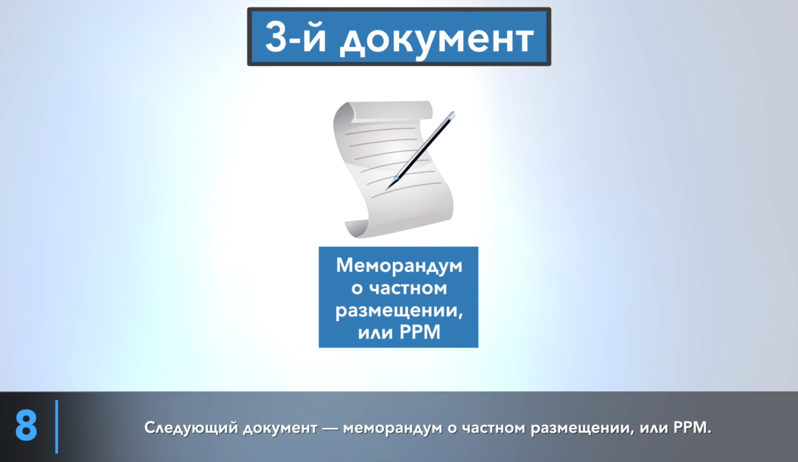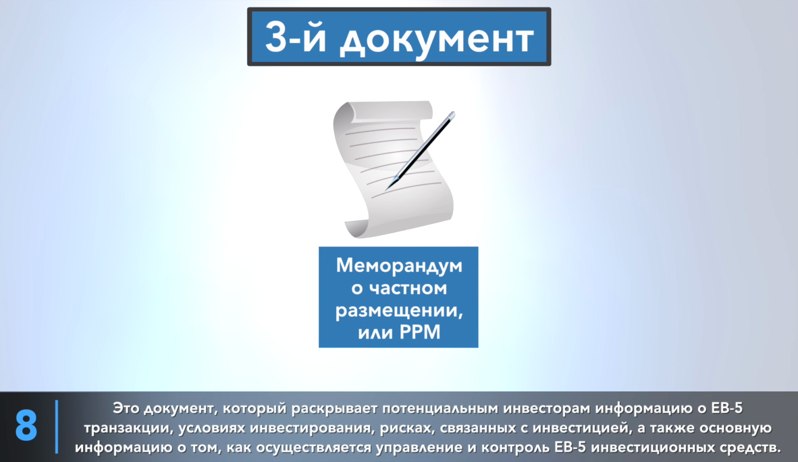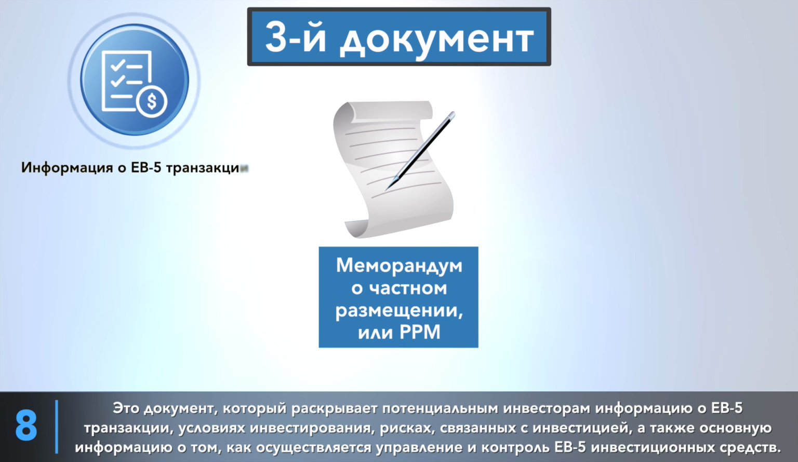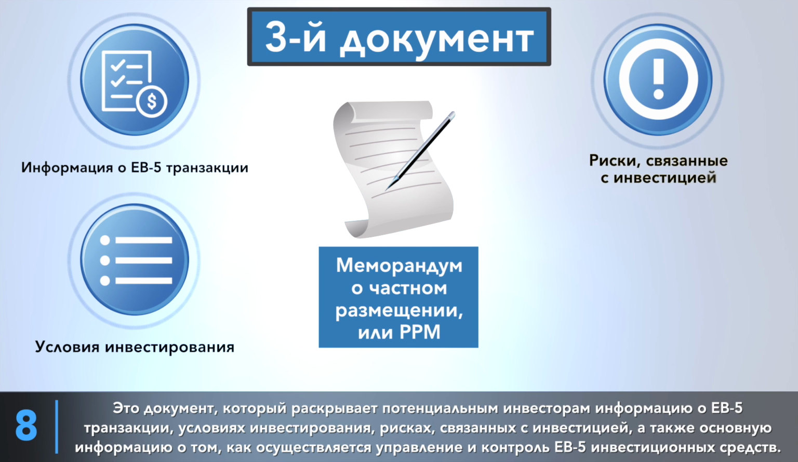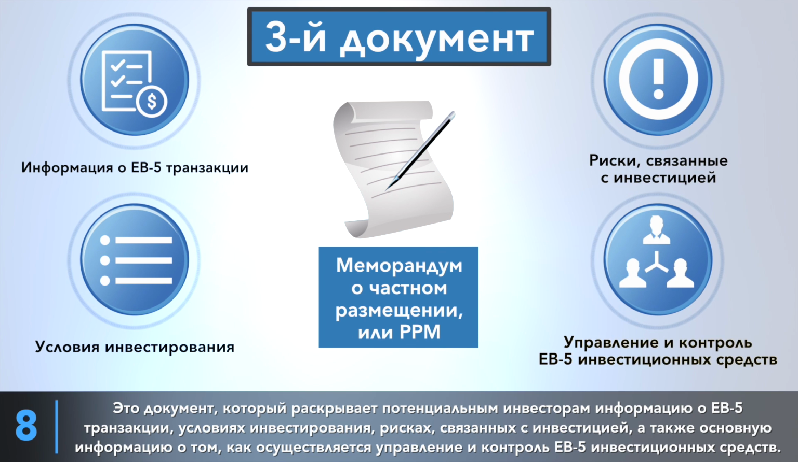The next document is the Private Placement Memorandum, or PPM. This is a disclosure document to potential investors summarizing the EB-5 transaction, the terms of the investment, the risks associated with the investment, and key information regarding the management and control of the EB-5 investment funds.